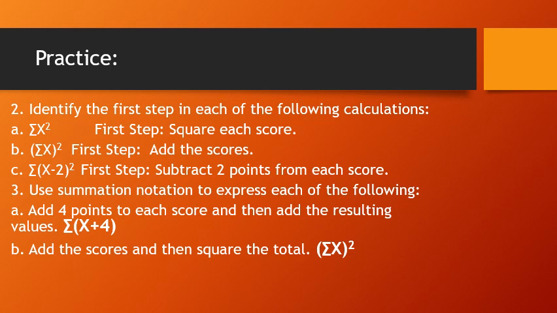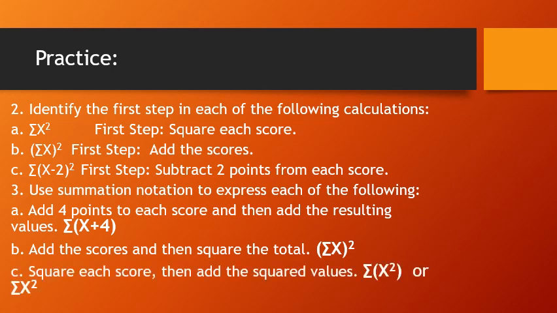So for part A, add 4 points to each score and then add the resulting values would be parentheses x plus 4, and then you'd put a summation on the outside. For part B, add the scores and then square the total. So add the scores would be first, summation of x in parentheses, and then a squared. Part C, square each score and then add the squared values. So summation parentheses x squared parentheses, or you could just say summation of x squared. Because exponents come before summation anyway, you don't really need parentheses in part C.